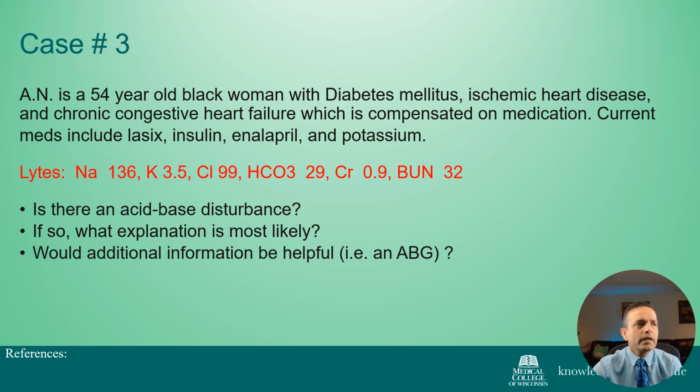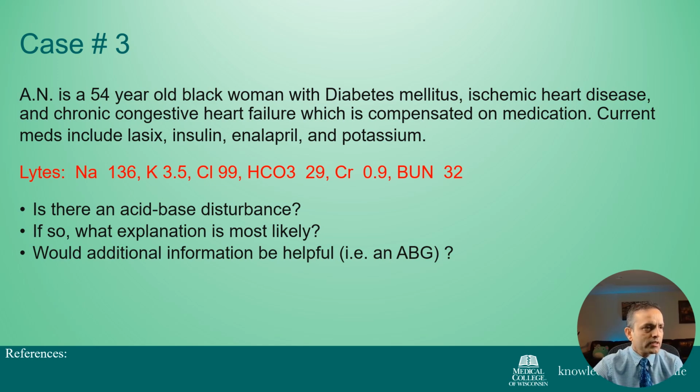So let's solve case number 3. 54-year old black woman with a history of diabetes, ischemic heart disease, chronic congestive heart failure, which is compensated on medication. Current medications include Lasix, insulin, enalapril, and potassium. So this is the BMP. What is the acid-base disturbance, what is the likely explanation, and would additional information like an ABG be helpful?